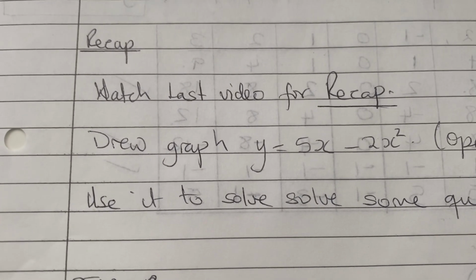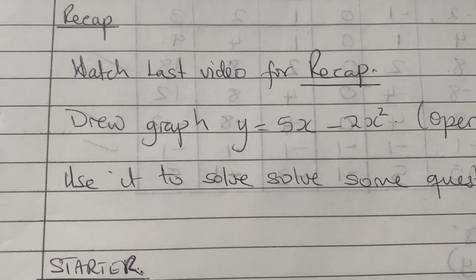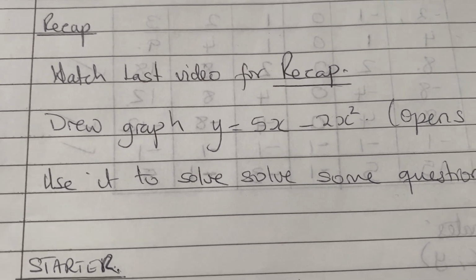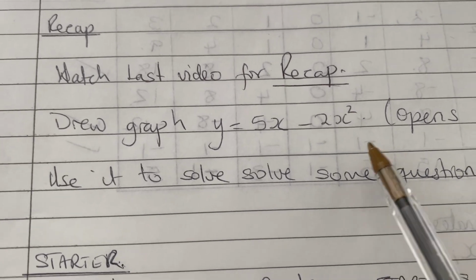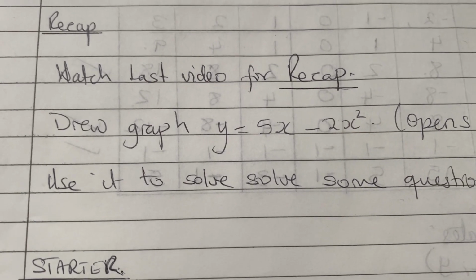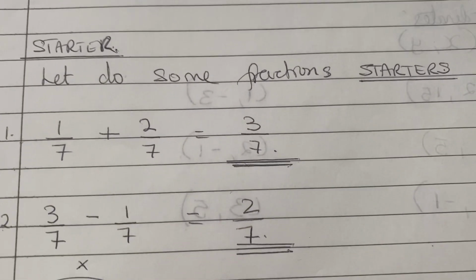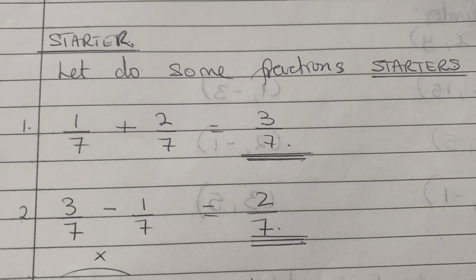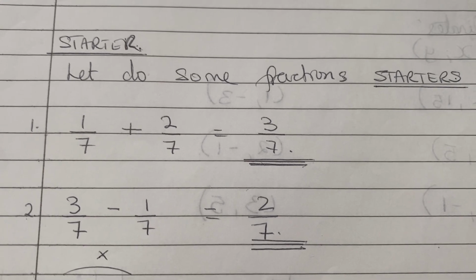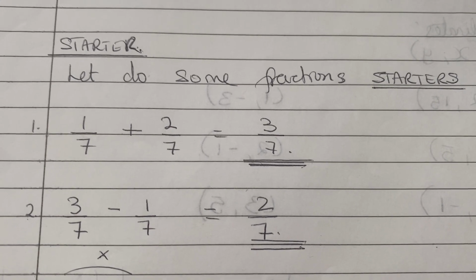Recap, watch last video for recap. We drew the graph y equals 5x minus 2x squared, and because of the minus 2 attached to the x squared, our graph went downward, and then we used that to solve some questions. Today's data is easy, 2 fractions. I'm going to try and use it to do some stuff.